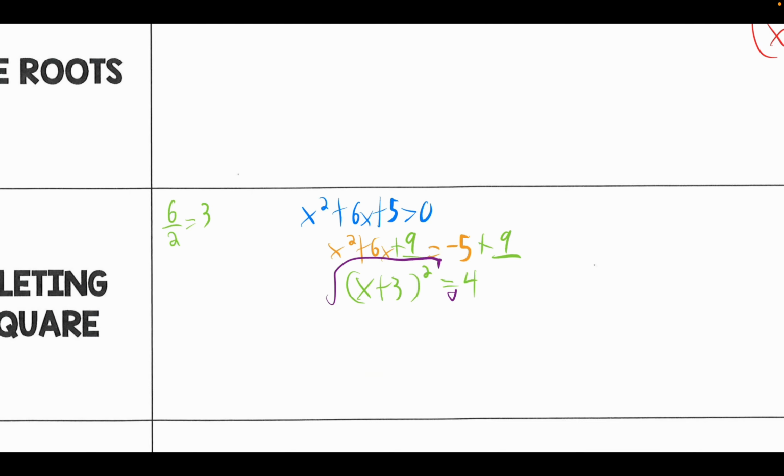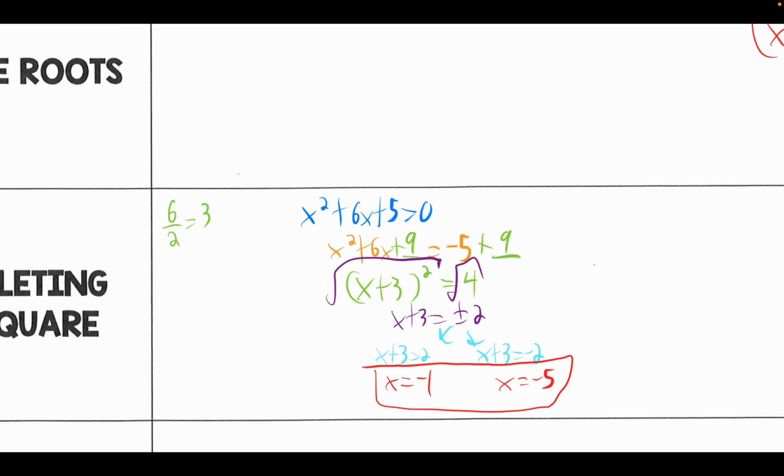I now square root both sides, and I get x plus 3 equals plus or minus 2. And then I split this in order to make my two cases. x plus 3 equals 2. x plus 3 equals negative 2. And in each case I subtract 3. On the left I get negative 1. And on the right I get negative 5. Once again, the same exact answers we've been getting on the previous methods.